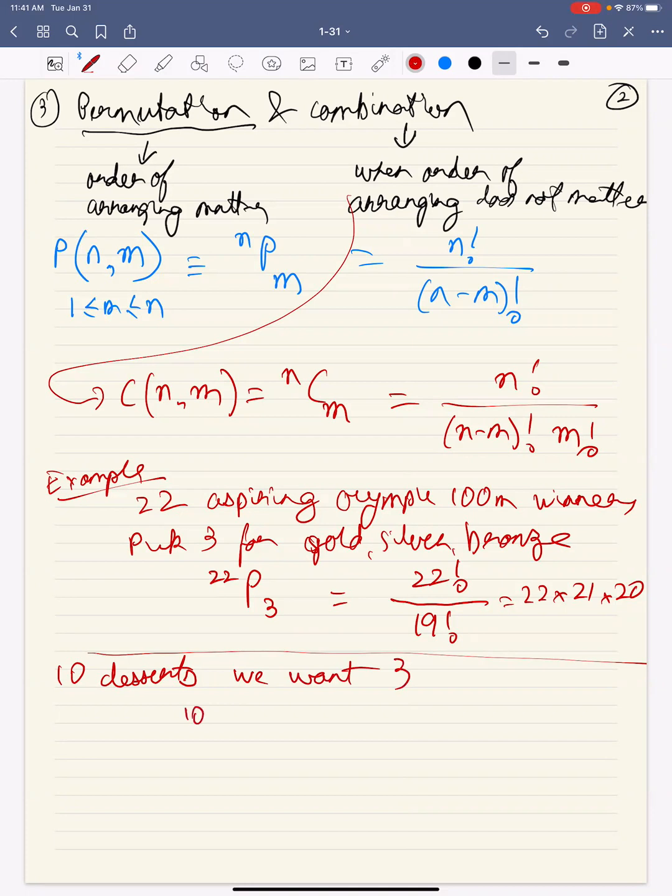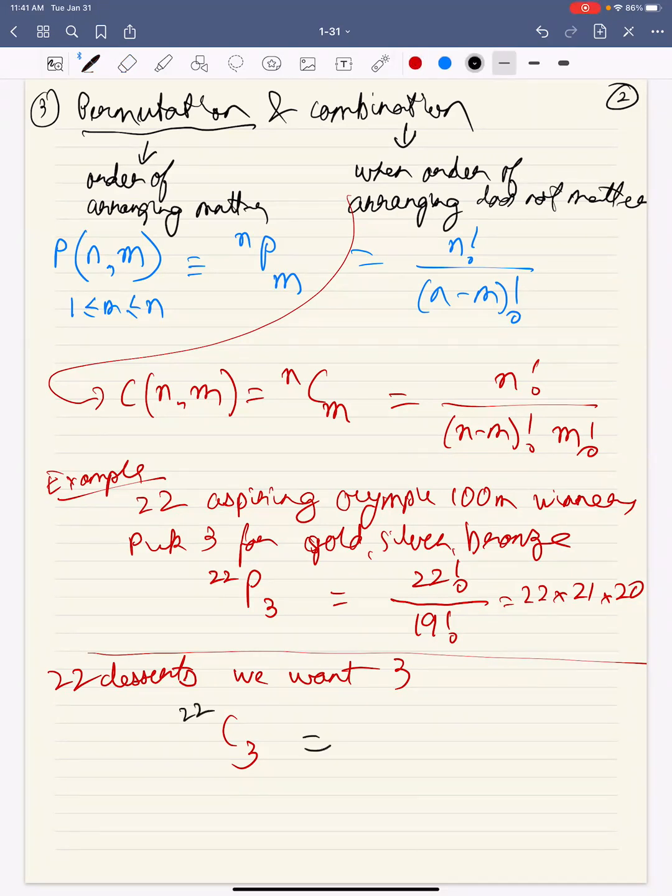Then it is combination, right? Any 3 matters. They are probably going to bring all 3 together, right? It does not matter what the order is. And actually, let's make it 22, just to compare with the previous example. We want 22 desserts, and we want 3 out of them.